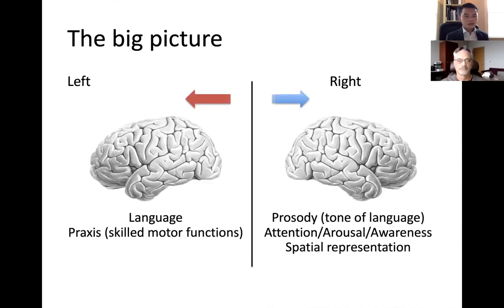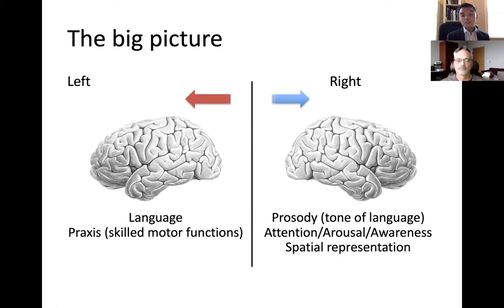The obvious one is left and right. Most people are left-sided dominant, so for convention's sake, if we say left side, think of that as interchangeable with dominant. For the most part, we think about that for language. We also think about that for praxis, which we'll talk about later. Those are skilled motor functions. And then the right side is prosody, which is your tone of language. So the difference between "you're doing a great job" and "you're doing a great job," right? There's a big difference there.